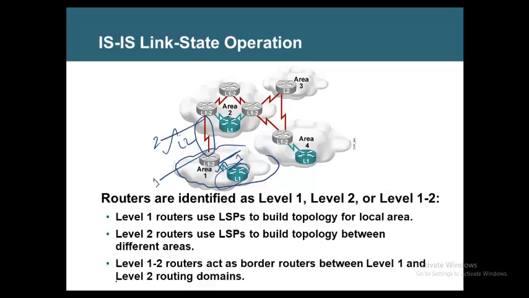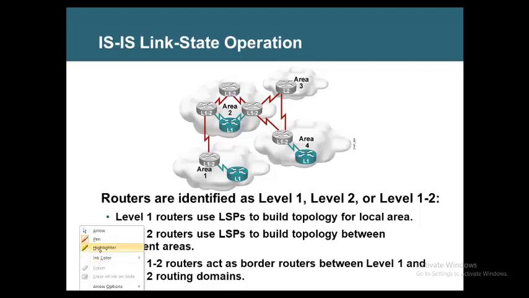When you enable ISIS without mentioning level 1 or level 2, as I said, by default it is both L1 and L2. Okay, now listen to this picture. Area 1, this is the boundary. This is the area 4 boundary, area 3, area 2.